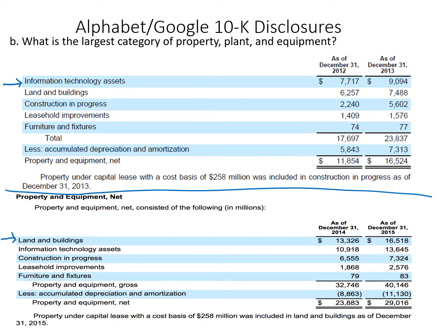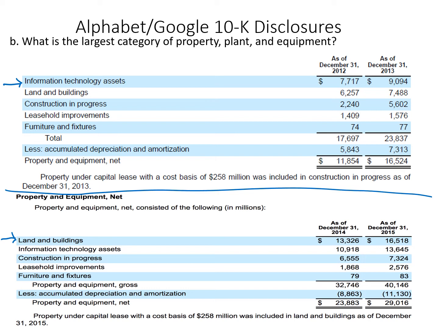This is going back even further. Notice when you go back further that servers, their IT assets, were a greater proportion, and over the last few years, land and building have caught up in terms of how much is spent on land and building versus IT assets. Notice we also have construction in progress.